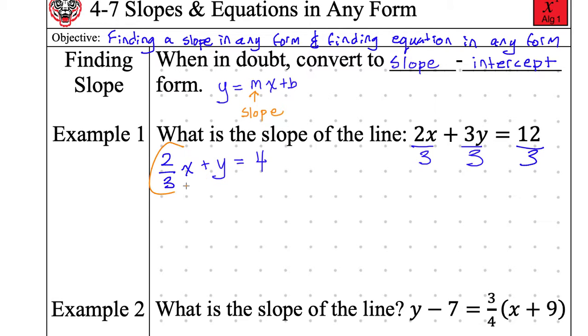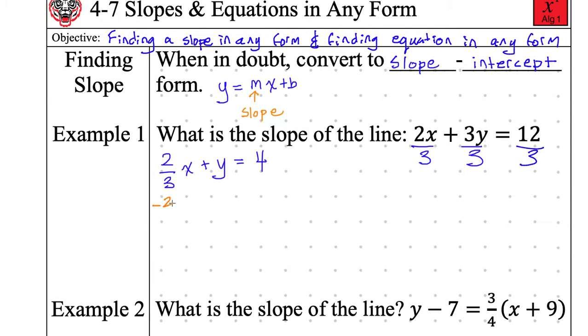I have this pesky 2/3 x. I need to move that to the right-hand side. How do I move that 2/3 x to the right-hand side, Kira? Add it? Careful. Right now I have a positive 2/3 x, so the opposite. Subtract. Exactly.